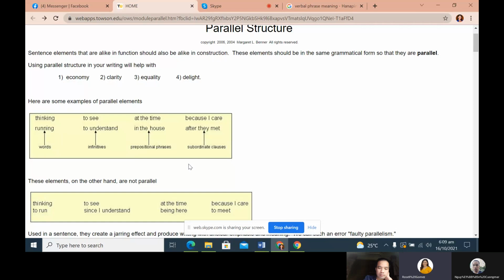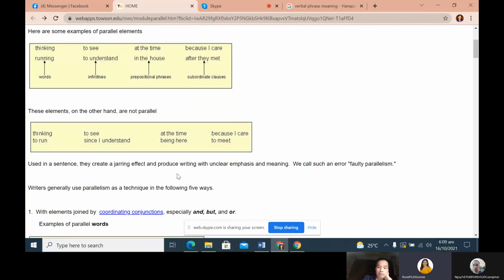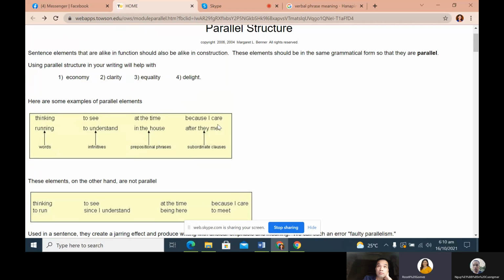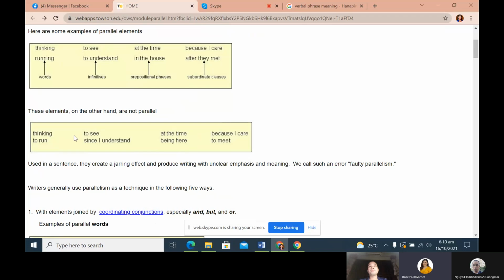We also have here subordinating clauses: because I care and after I met. Now look at this one. Again, the words in the first box are parallel. They are the same in grammatical form. They are the same in construction. Now look at the examples in the second box. Please read them.